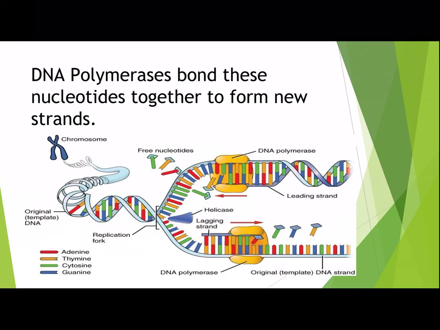In this case, we have one strand, the lagging strand, that goes in one direction, and then the leading strand that goes in a different direction. This allows the DNA to replicate itself in both directions at a very fast rate.